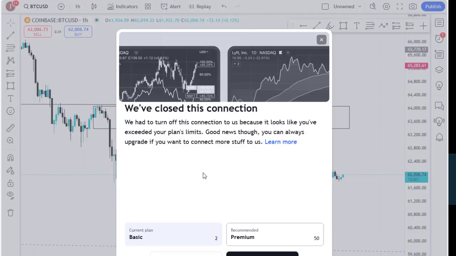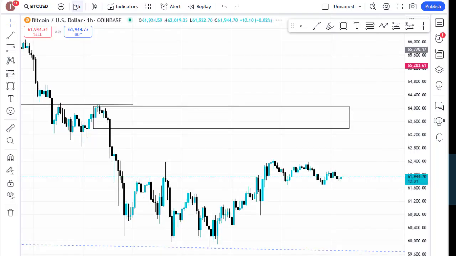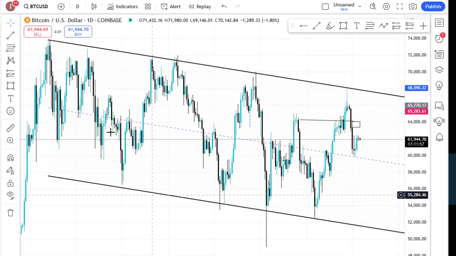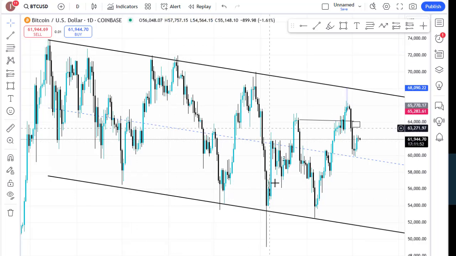Okay, let's quickly look at Bitcoin. If you look at Bitcoin here, let's look at the daily. Now in the daily, we have Bitcoin. This is the range that Bitcoin has been moving in for a very long while, right? After it rejects here, it goes up, it rejects, it goes, it rejects, it goes, and all of that.